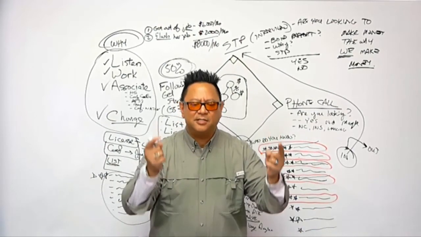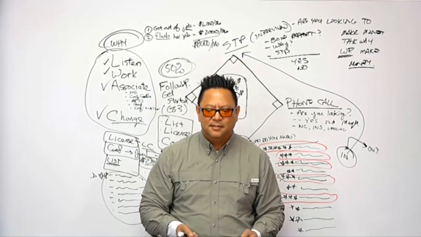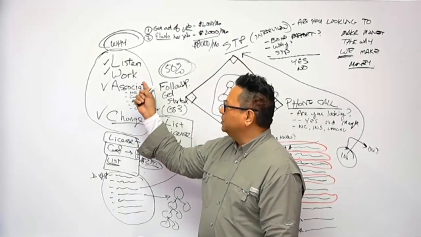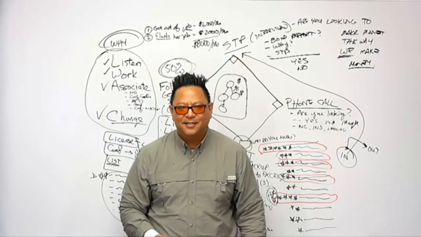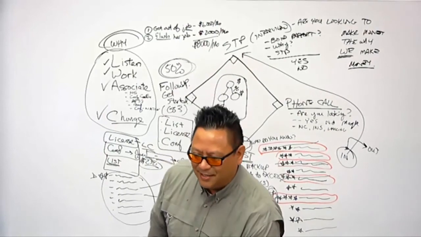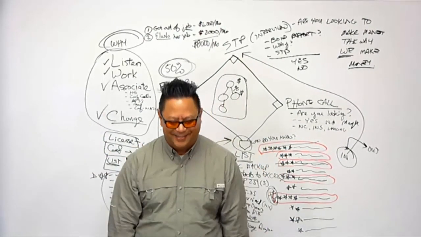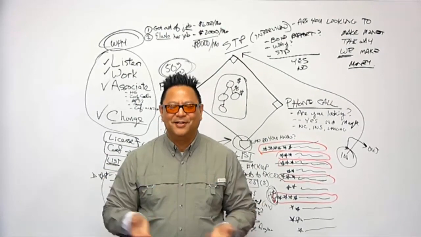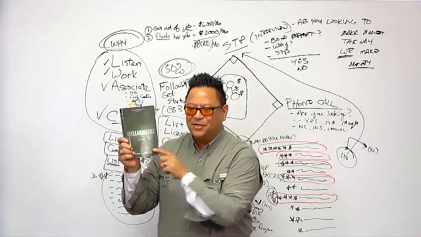Because I plugged them into the system, plugged me into Albright. They're wanting to do all the things, right? Because they listen. They're willing to work. They're willing to associate. They're willing to change. Right? Awesome. All right, gang. Woo! That's all I got. Man, this went way longer than I wanted, but you know what? It's all here. It's all here.